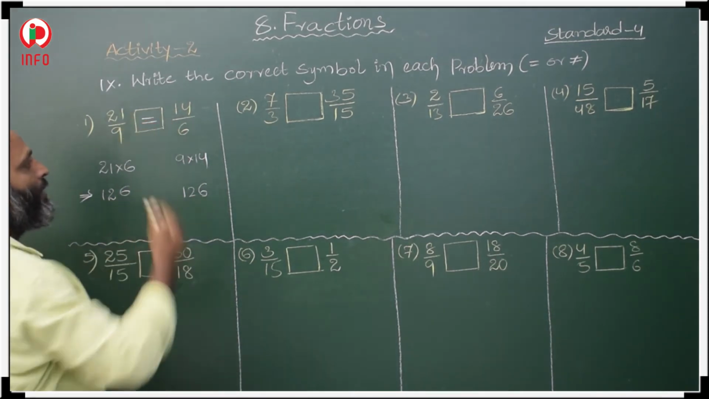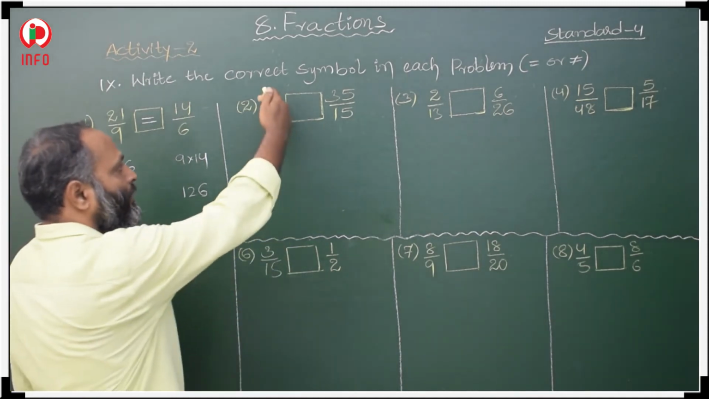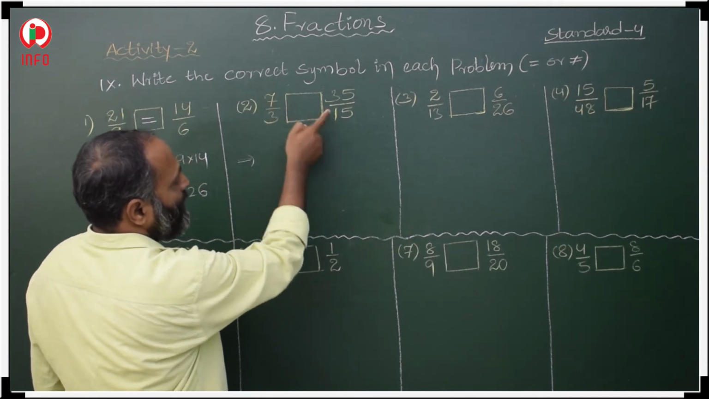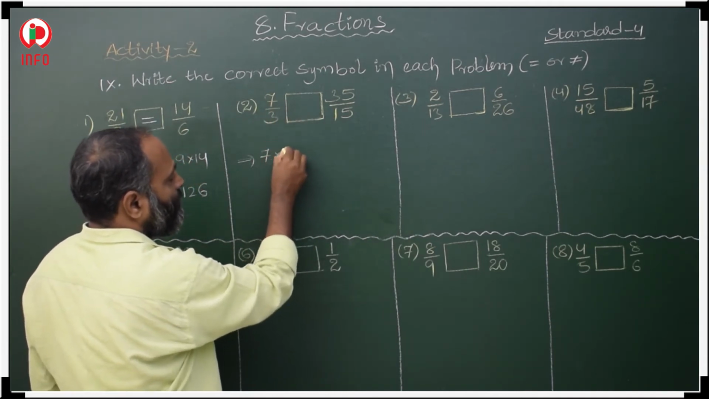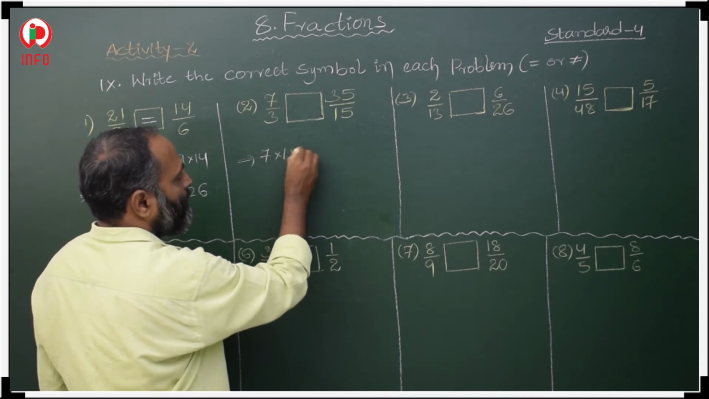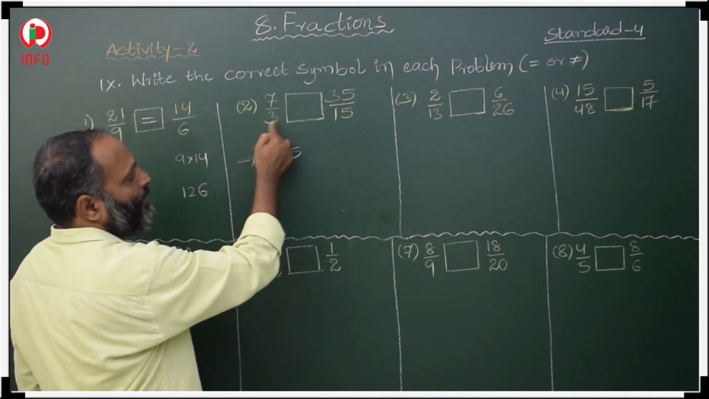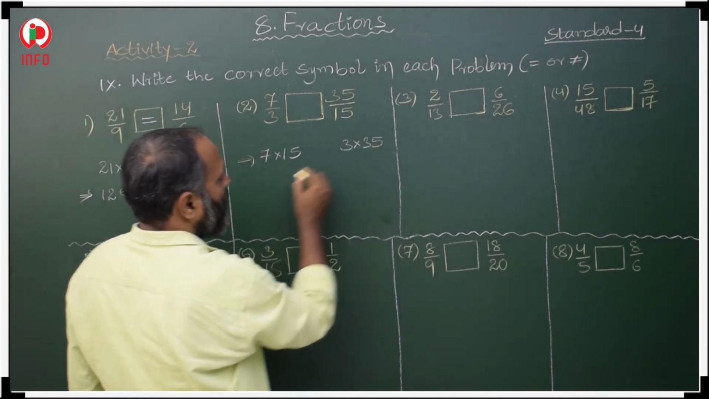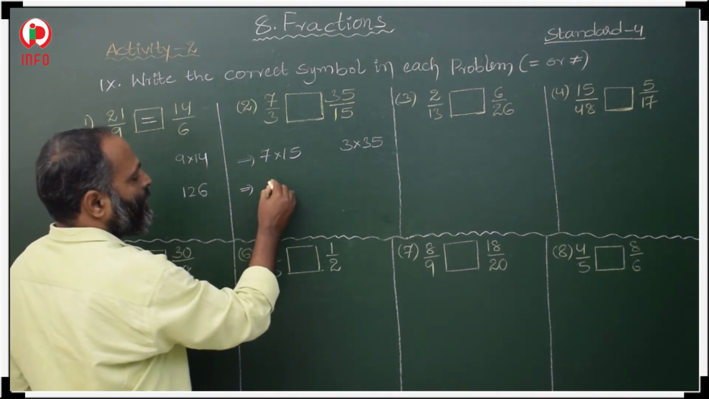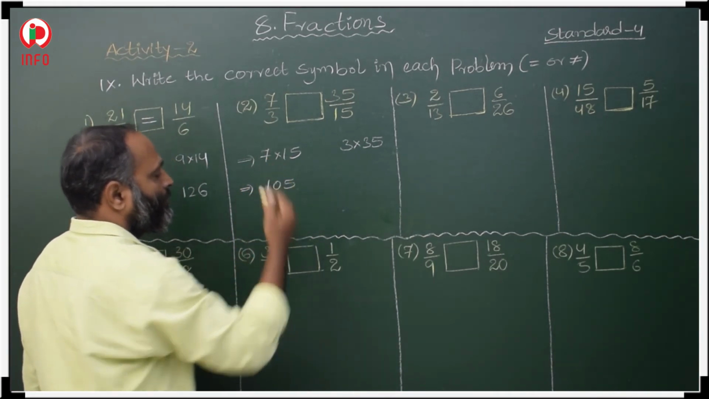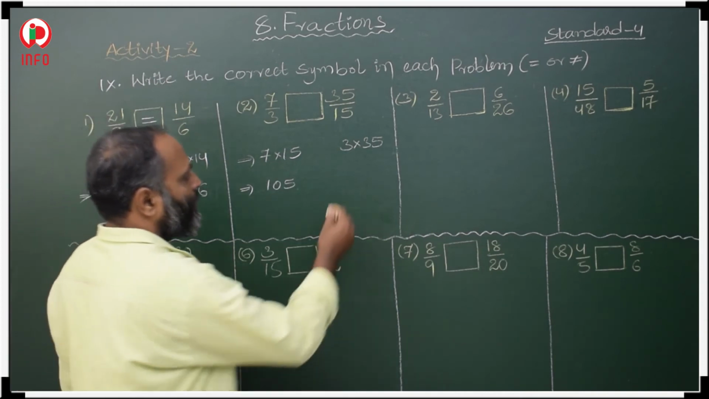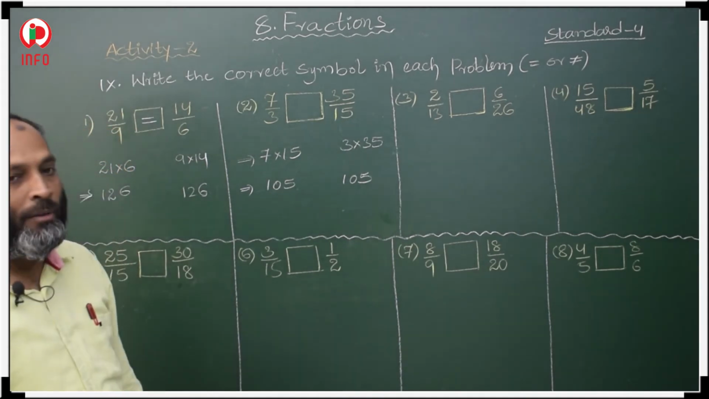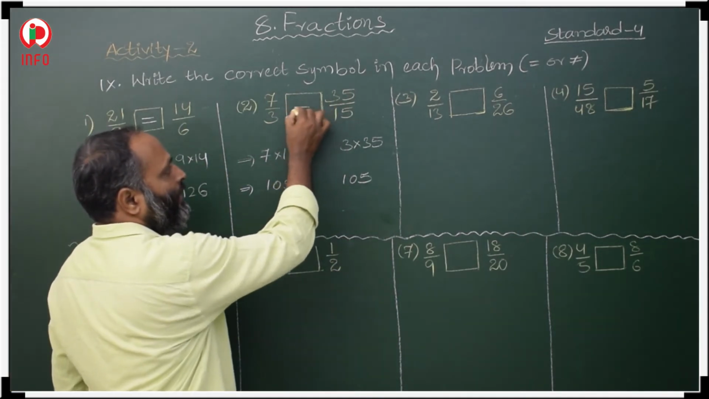Now here also we have to multiply. First fraction numerator with second fraction denominator, 7 with 15. Next, first fraction denominator with second fraction numerator, 3 with 35. Both products are 105. Both are the same, both are equal, so here the equal to sign.